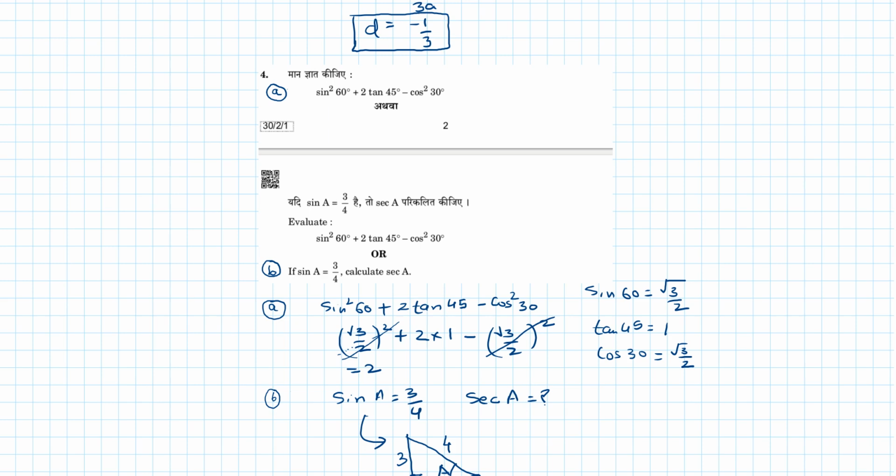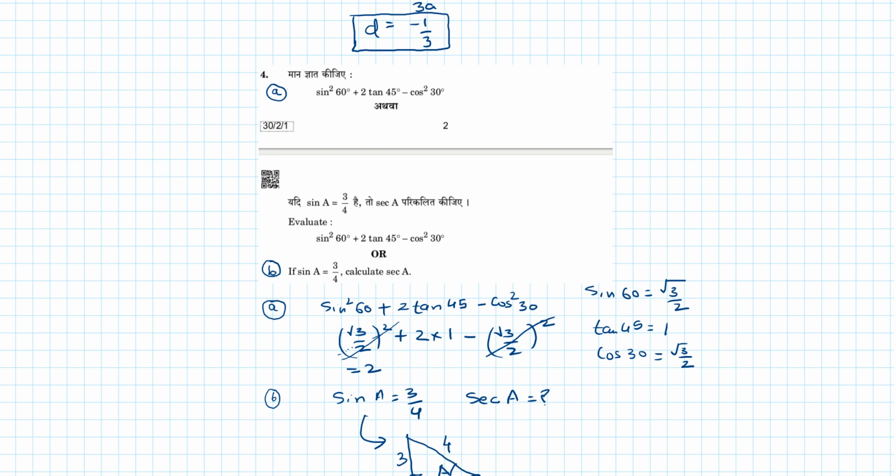Question number 4. Question number 4 is pretty simple. The A part is sin square 60 plus 2 tan 45 minus cos square 30. As you can see, we know that sin 60 is root 3 by 2, tan 45 is 1 and cos 30 is again root 3 by 2. We just have to substitute these values and we will get the answer. So you get the answer 2 here.